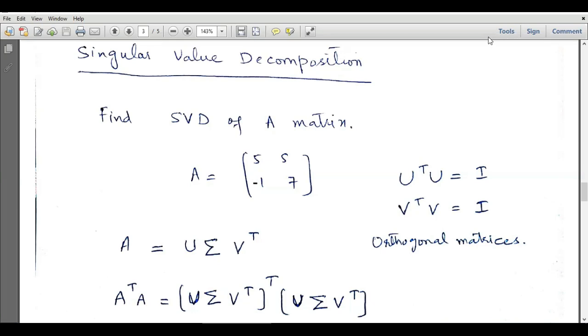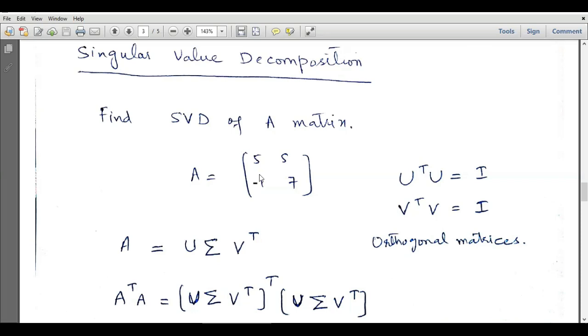In this lecture, I will explain singular value decomposition. So, the definition of singular value decomposition is that if we decompose a system matrix A into three matrices, then that decomposition is called singular value decomposition.